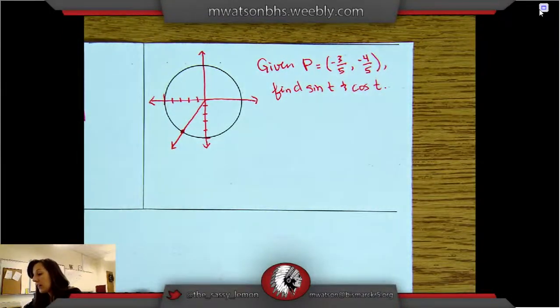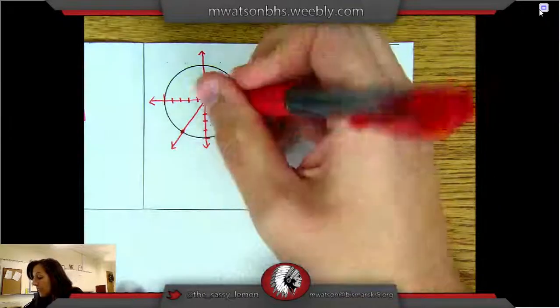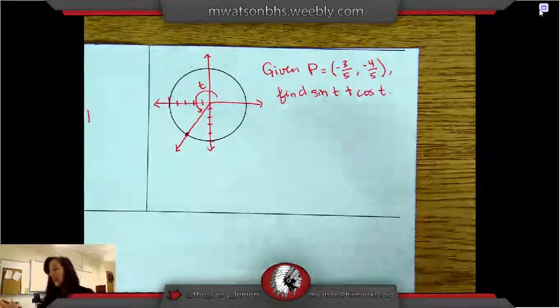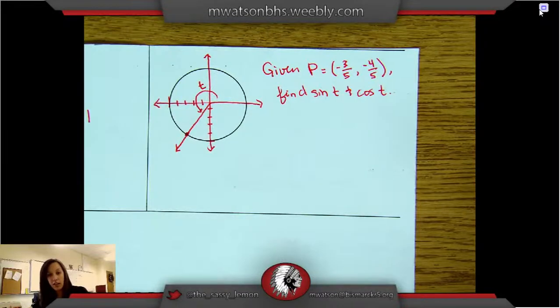Okay, so now we need to find sine of T and cosine of T. Notice they're not asking us to find arc length or anything like that. They're not even asking us to find how big the angle is. All they want us to do is find the trig ratios for sine and cosine of T. Now, how do we do that?